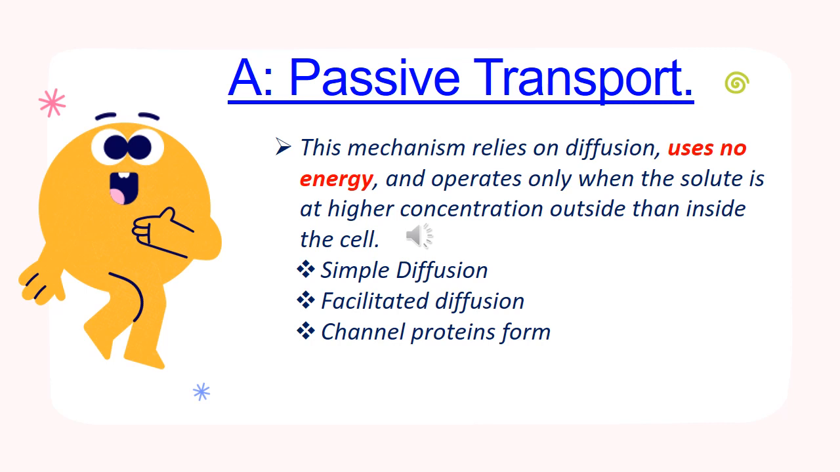We have your simple, facilitated, and of course your channel protein form. Usually, simple diffusion provides neither speed nor selectivity, and it accounts for the entry of a very few nutrients, including your oxygen, carbon dioxide, and of course water itself. Facilitated diffusion also uses no energy. In that sense, the solute never achieves an internal concentration greater than what exists outside the cell.